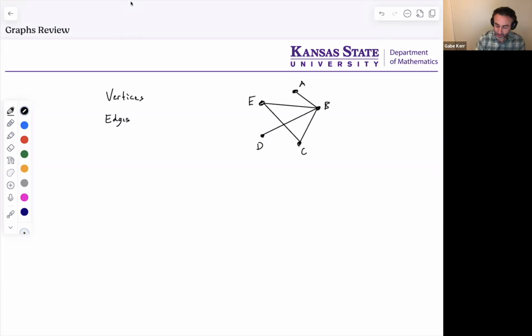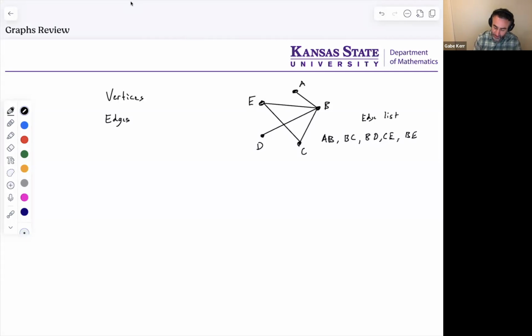Okay, and the edges in this graph, you can list them out. If we count them, we see there's 1, 2, 3, 4, 5. And just counting them, we can write them out for the edge list here: AB, BC, BD, CE, and BE. Sorry, let me move this over a bit. I'm running out of room. So BE. Okay, so this is your edge list.